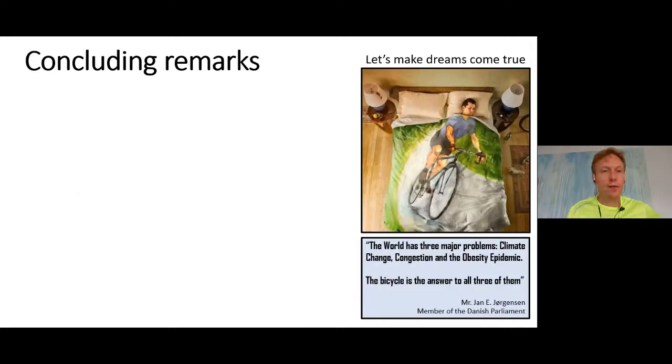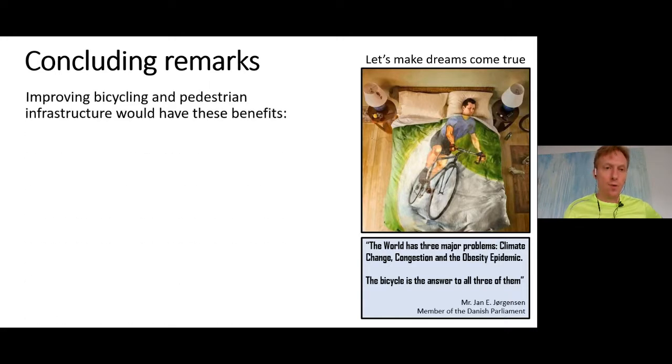So in my concluding remarks, I'm basically saying let's make dreams come true. There's a very good quote by a member of parliament in Denmark, where he said, "The world has 3 major problems: climate change, congestion, and the obesity epidemic. The bicycle is the answer to all three of them." So if we decide to improve the bicycle and pedestrian infrastructure, it would have the following benefits to our cities.